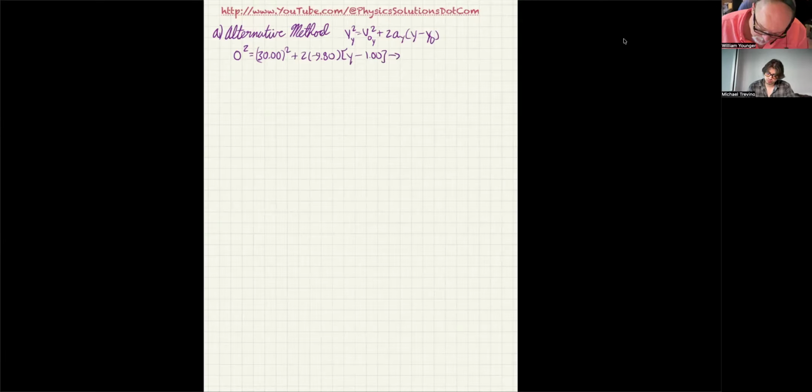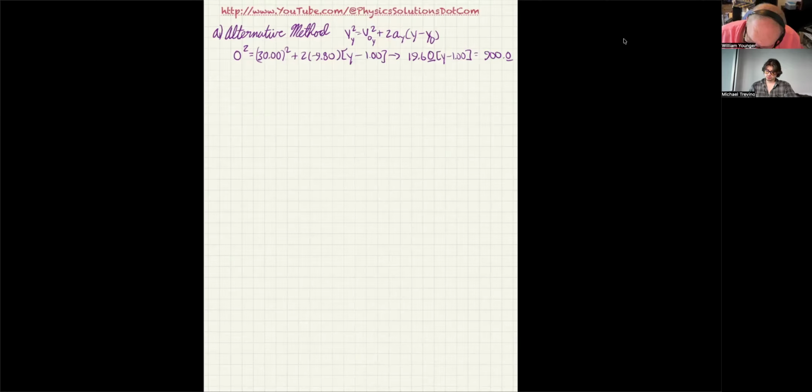Okay, so with this in mind, I can go ahead and pull the 2 times negative 9.8 times y minus 1.00 over to the other side, and that's going to give me 19.60, which is an extra digit, times y minus 1.00 is equal to 30 squared. And 30 squared, of course, is 900.0 with one extra sig fig there.